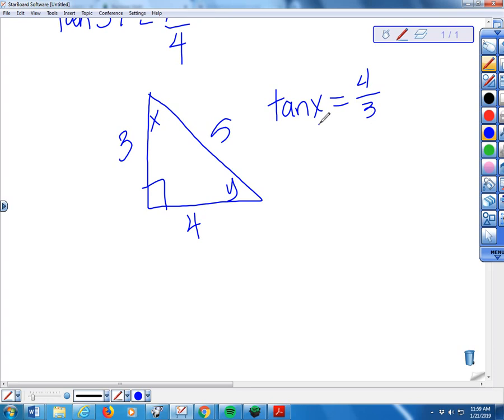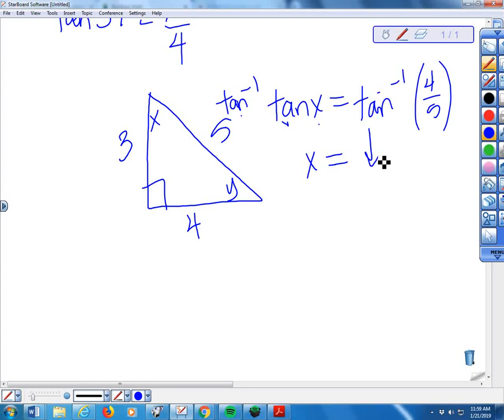Okay, so to do this, we take the inverse trig function. That's inverse, something raised to the -1. And I do it of both sides. And this undoes the tangent. Inverse tangent times tangent just gives me the x. So x is equal to the inverse tangent of 4/5.